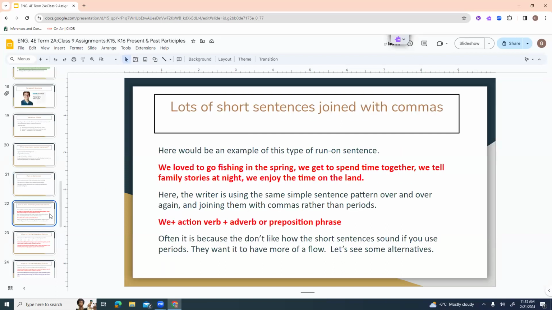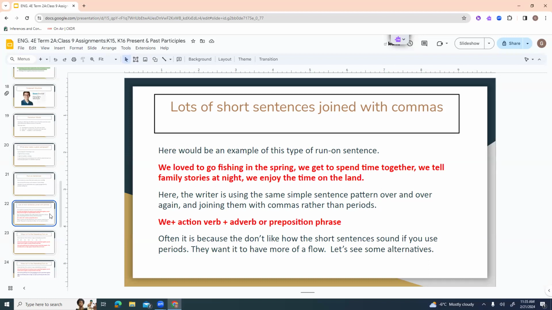Okay, so one thing I see is lots of little short sentences that have been joined with commas. So here would be an example of this type of run-on sentence. We love to go fishing in the spring, we get to spend time together, we tell family stories at night, we enjoy the time on the land. So here, the writer is using the same simple sentence pattern over and over and just joining them up with commas rather than using periods. And the pattern is we plus an action verb plus an adverb or prepositional phrase.